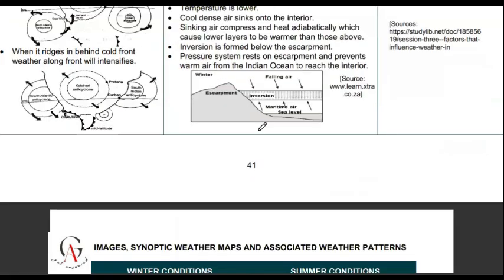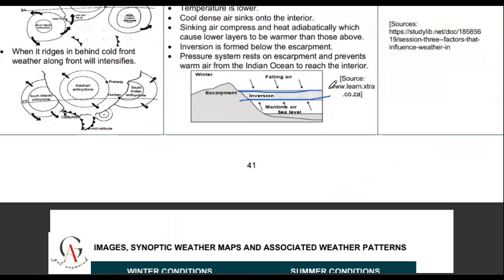Right. Then we go to winter conditions. You see now the inversion layer is lower, is below. When you get a question requiring you to describe the inversion layer, use the term: the inversion layer is below the escarpment.